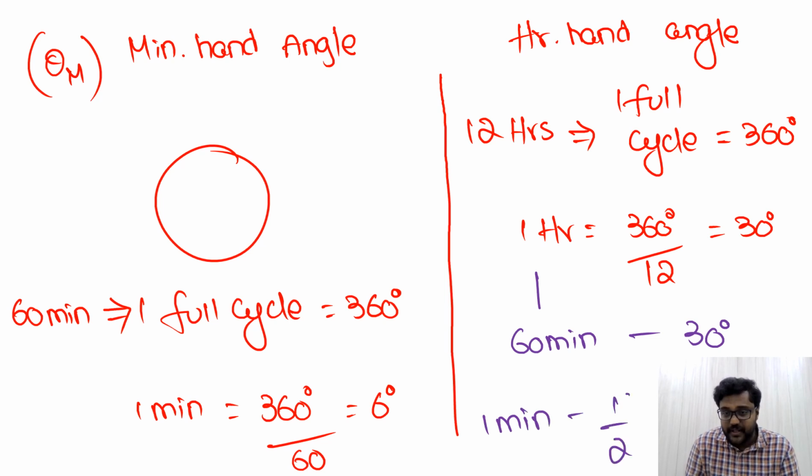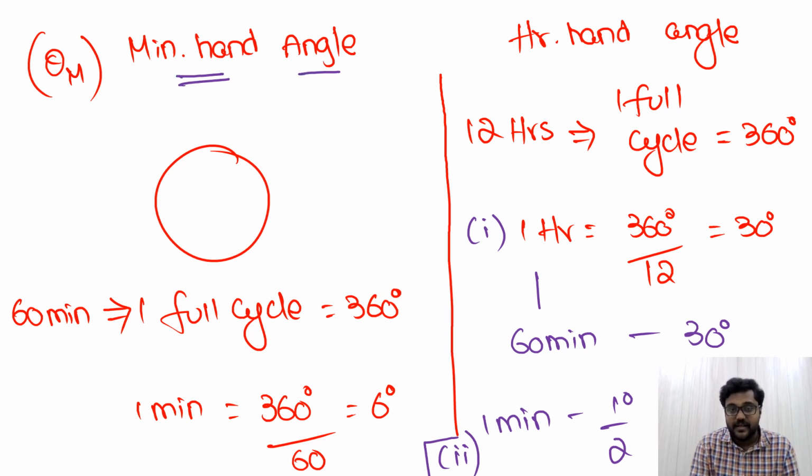So two points you require for the hour hand: in 1 hour, how much angle is created, and in 1 minute, how much angle is created. Minute hand: 1 minute, 6 degrees. Hour hand: each hour, 30 degrees, and each minute, half a degree. So for the minute hand, keep in mind only the angle for 1 minute. For the hour hand, consider two things: each hour and each minute. Some of you may doubt, sir, what about the minute hand for 1 hour? Minute hand 1 hour means 60 minutes, which means 360 degrees, which equals zero. For the minute hand, we need not consider each hour, it's equal to zero.